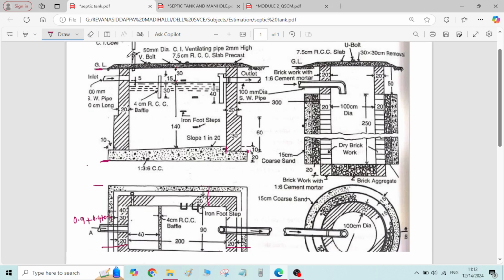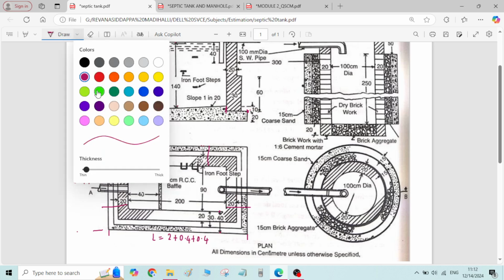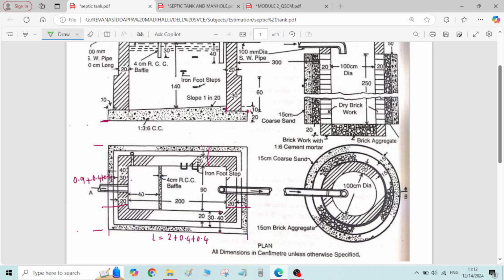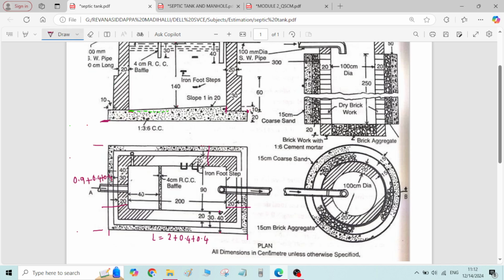and here the inside of the septic tank has a sloped floor. Let me draw one horizontal line here for the calculation purpose. I'll draw one horizontal here. So now we can see a right angle triangle inside, for the sloping floor.